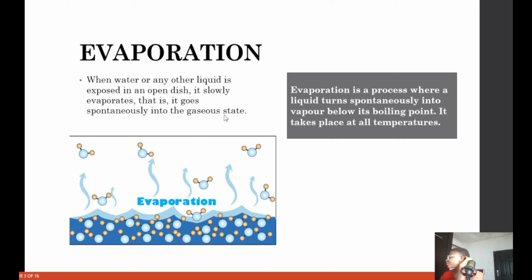The best explanation for this is when you boil water and you leave it on the gas for a very long period of time, you notice that the water will start decreasing. What has happened was the water has evaporated. So evaporation is a process where a liquid turns spontaneously into vapor below its boiling point. It takes place at all temperatures.